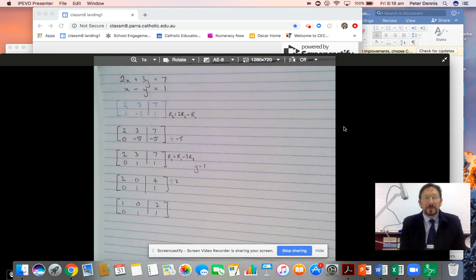Very simple matrix there, a 2 by 2 matrix. But that's really all we're doing, and we can read off the answers. X equals 2, Y equals 1.